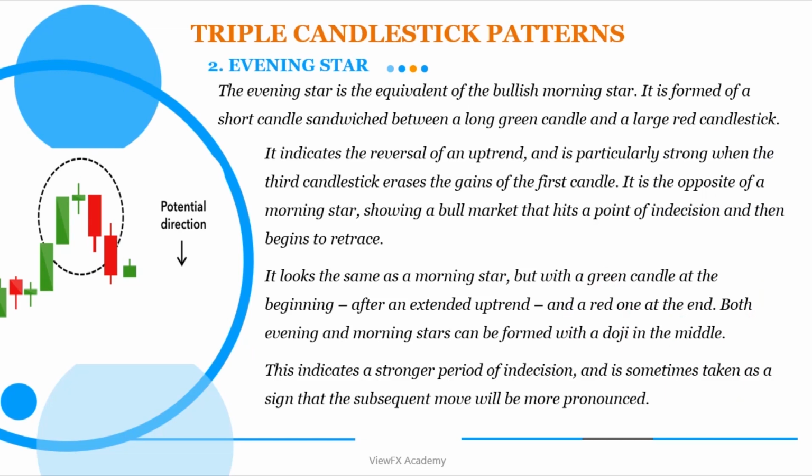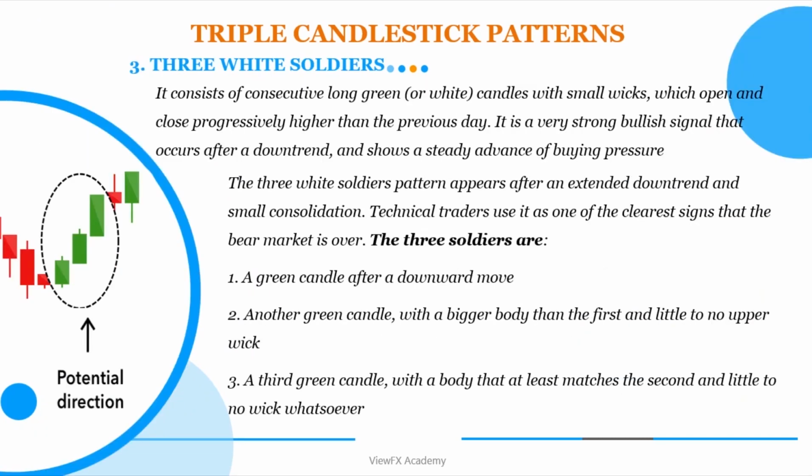It looks the same as a morning star, but with a green candle at the beginning, after an extended uptrend, and a red one at the end. Both evening and morning stars can be formed with a doji in the middle. This indicates a stronger period of indecision, and is sometimes taken as a sign that the subsequent move will be more pronounced.